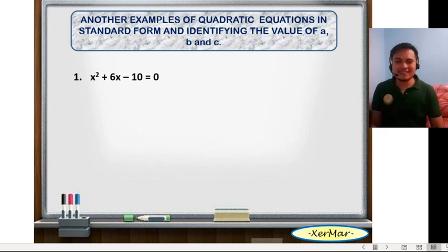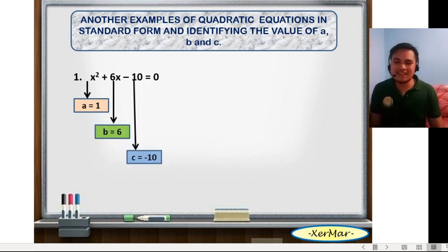So, yung A natin ay 1. Yung B natin ay 6. Yung C natin ay negative 10. Okay? So, kapag wala tayong in-attach na sign, ibig sabihin nun positive siya, like 1 and 6, positive 1 and positive 6. Pero napaka-importante yung negative, kasi kapag hindi mo in-indicate yung negative, magiging positive yung number.